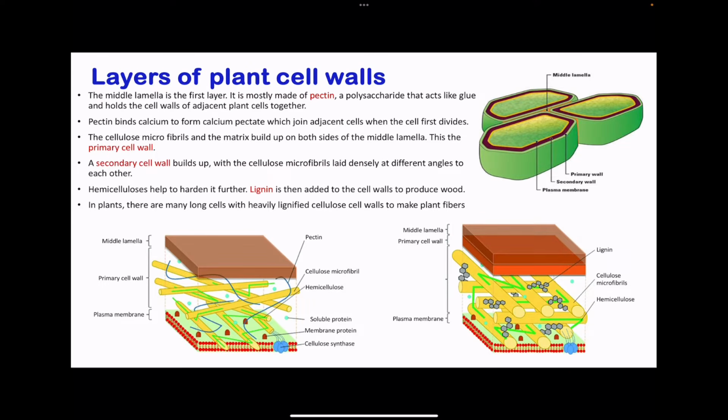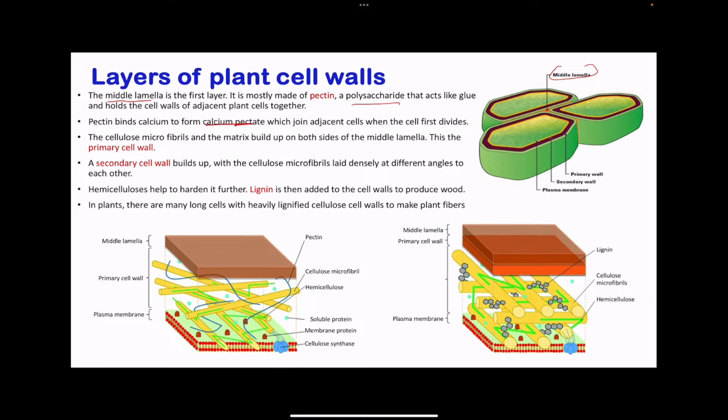Moving on to layers of the plant cell wall, there is the middle lamella, which is the first layer, and this contains pectin, which is a polysaccharide. It acts as glue, holding the cell walls of adjacent plant cells together. If I can show you in this image, we can see this is the middle lamella and it's present in between the cell walls of different cells. Pectin binds to calcium in order to produce calcium pectate, which we're going to find in the middle lamella.